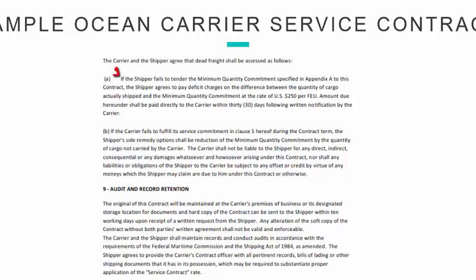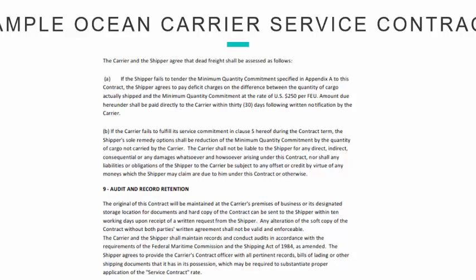Right at the top, under A, if the shipper fails to tender the MQC specified in Appendix A, the shipper agrees to pay what's called a deficit charge on the difference between the quantity shipped and the MQC. In this instance, at $250 per FEU. That is a dead freight clause, sometimes referred to as a shortfall penalty.